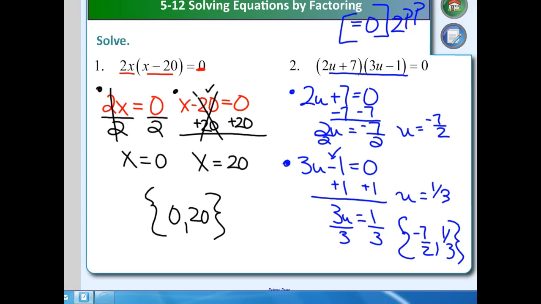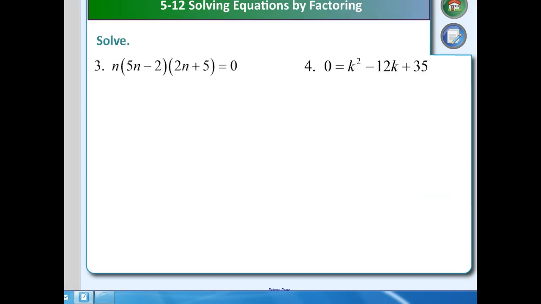Okay? So the whole premise behind solving these quadratic equations is it has to equal 0. If it equals 0, then we can use the zero product property. Let's look at number 3. Well, when I look at number 3, how many parts are there? Yeah, there's 3 parts. Did you see that?